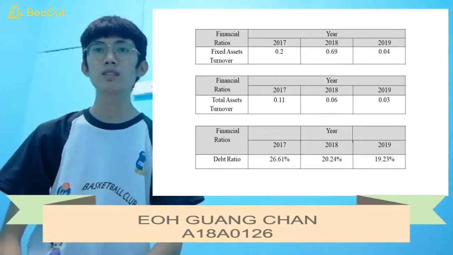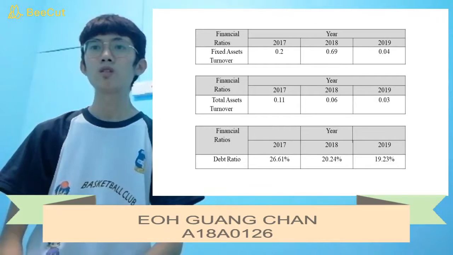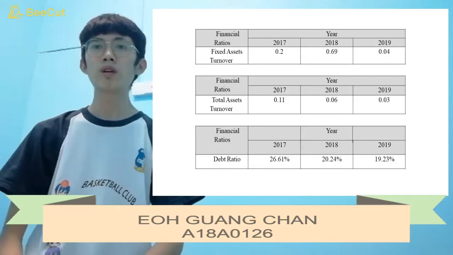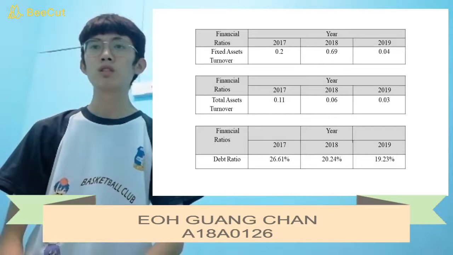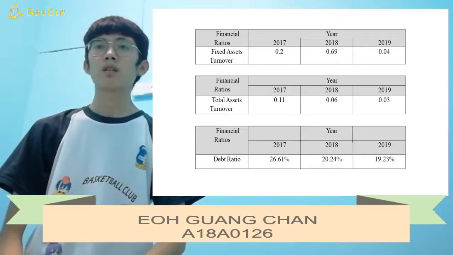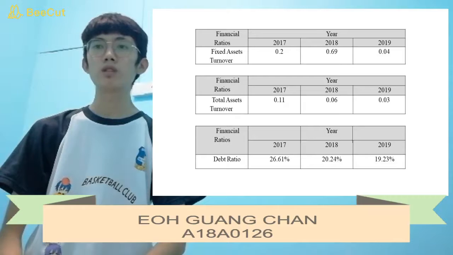Next, the total asset turnover decreased from 0.12 in the year 2017 to 0.057 in the year 2018, and increased to 0.035 in the year 2019. And then the account receivable turnover ratio decreased from 128.97 in the year 2017 to 6.074 in the year 2018, and decreased to 4.27 in the year 2019.